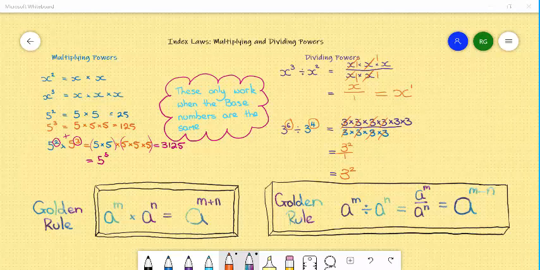It's important to remember your rules with fractions and dividing numbers, but ultimately if you remember these two golden rules, you shouldn't have too many problems. I just find that generally people make a mistake by trying to combine base numbers. But in this case you can't.